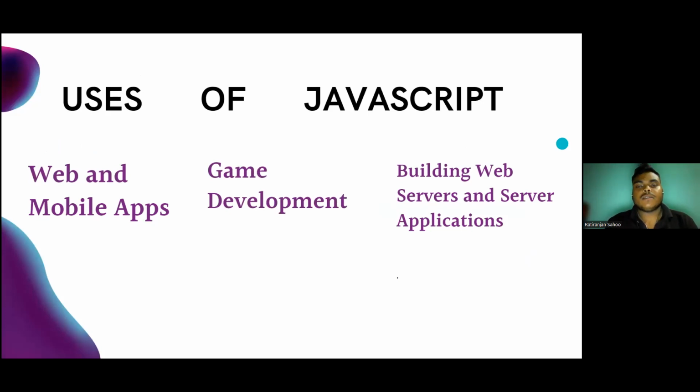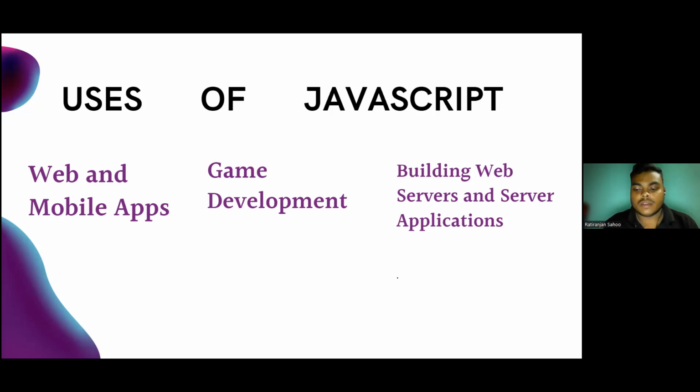Then the uses of JavaScript. JavaScript is used in so many applications, such as developing mobile applications and web applications. Next is game development, such as many Android games, such as BGMI, Free Fire, and also one game, Ninja Fruit, I don't recall it correctly, that is totally written and executed in JavaScript. And then next is building web servers and server applications. JavaScript is used in building server applications because it supports client-side scripting, so handling web servers is easier as compared to others.